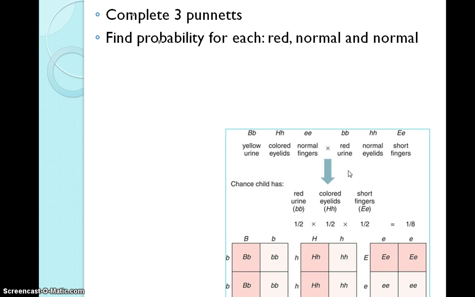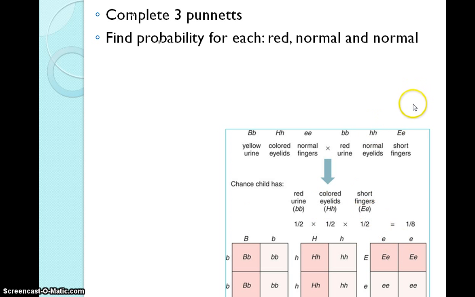This image shows you the 3 Punnett squares. Notice it has one parent along the tops and the other parent along the sides. Those come from the parents they gave us in the problem. Then we do a Punnett square for each. Red urine is little b, it has a probability of 1/2. Colored eyelids, big H, little h, has a probability of 1/2. And short fingers, this one is a probability of 1/2.